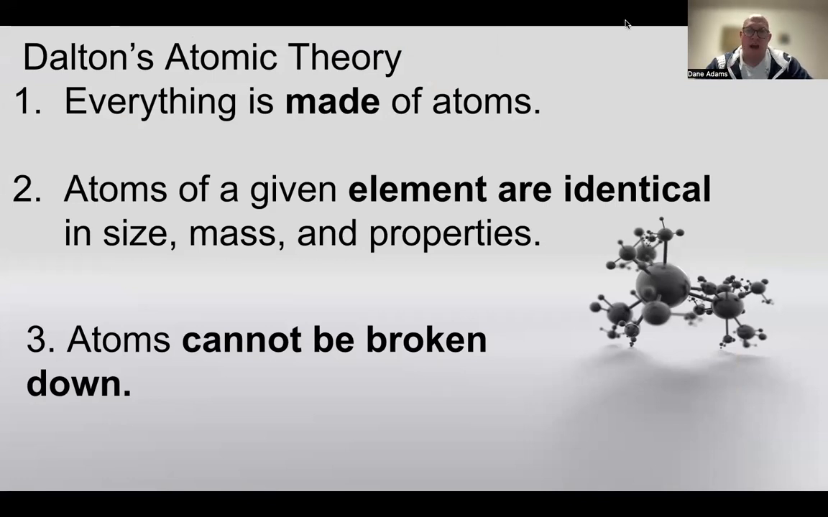Number 1 is everything is made of atoms. Everything. Every object, every material, every substance is made of atoms. Number 2, atoms of a given element are identical in size, mass, and properties. So clay is made of clay particles, clay atoms. Air is made of air atoms. Wood is made of wood atoms, and so on and so forth. Number 3, atoms cannot be broken down. Okay, and again, that's the Greek idea that he's going with. The term atom literally means indivisible or uncuttable, and he subscribed to that idea.